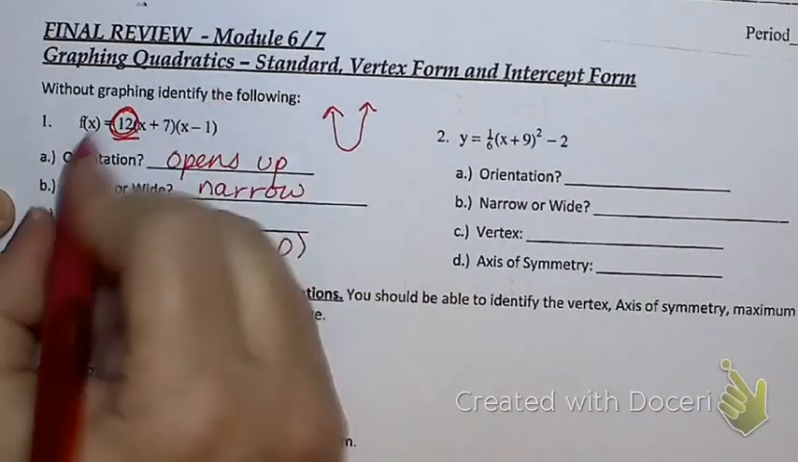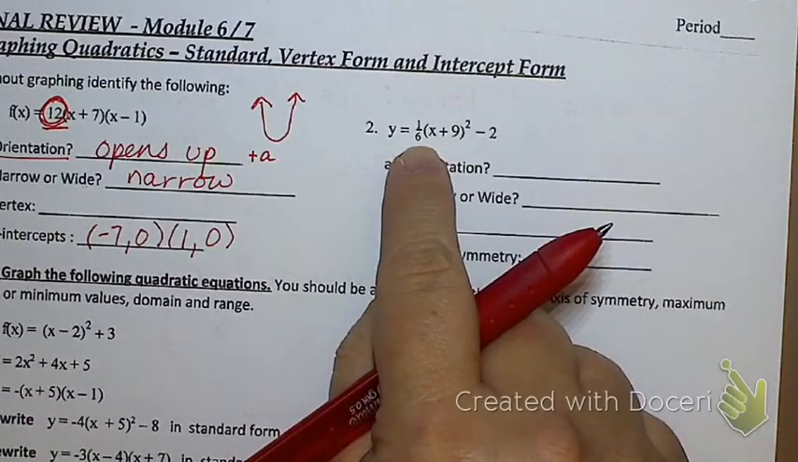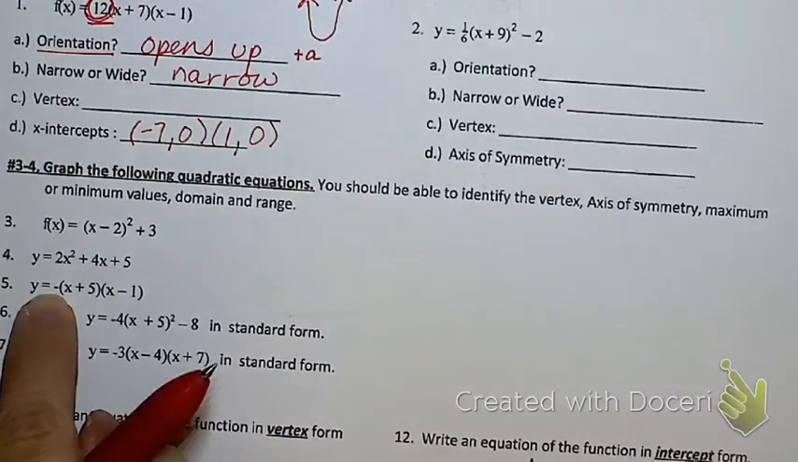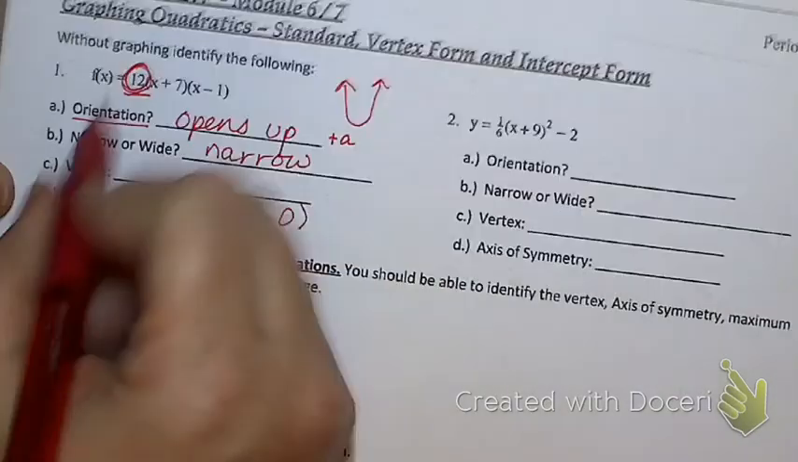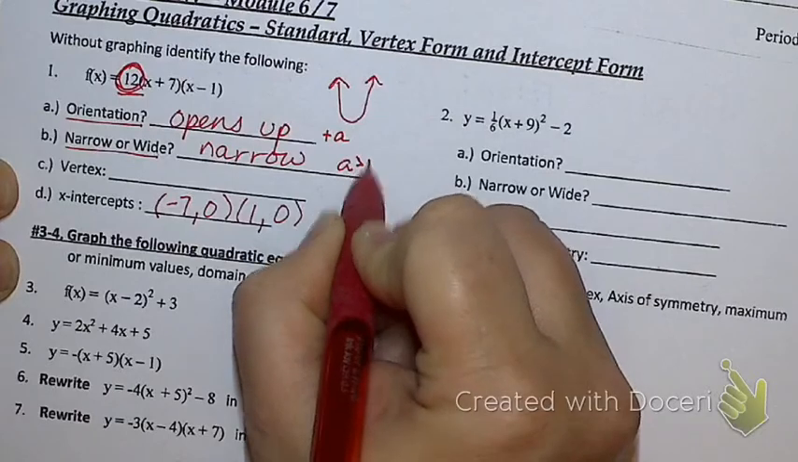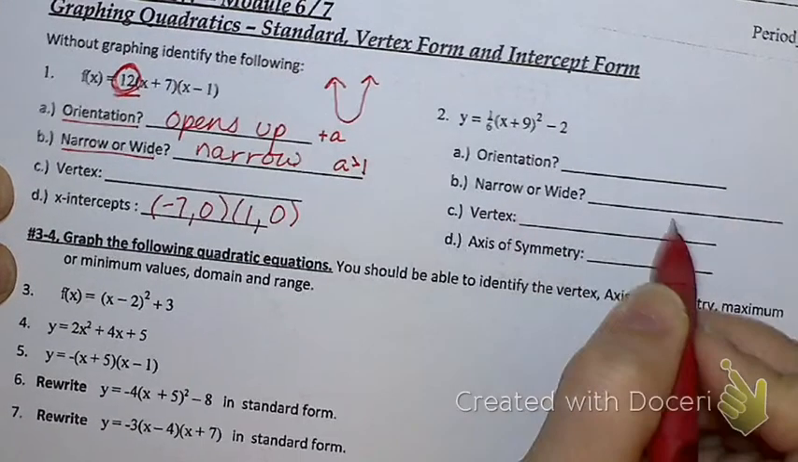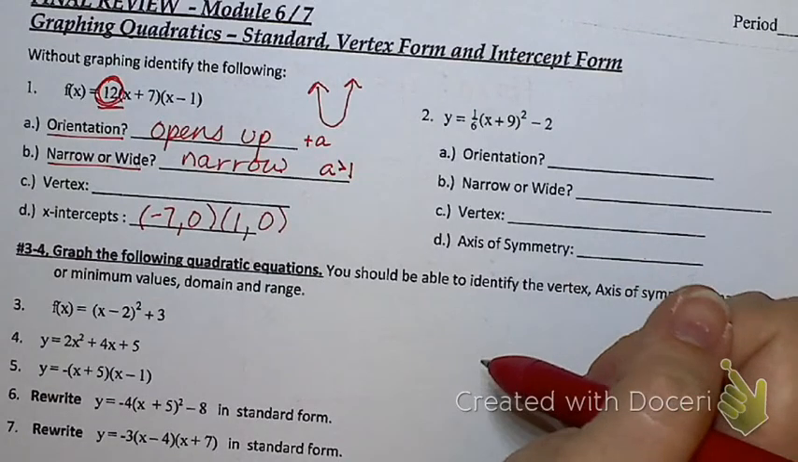Okay? So, let me summarize that. Orientation. It opens up when you have a positive A value. Over here, I have a positive A value. That's not going to help me. Down here, I have a negative A value. That's going to open down. Narrow or wide. If your A value is greater than 1, it's narrow. If your A value is a fraction that's less than 1, it's wide.